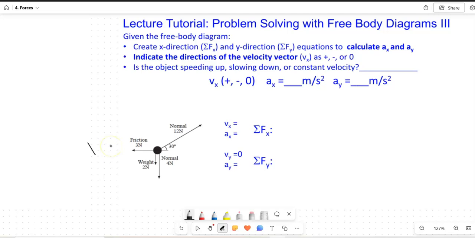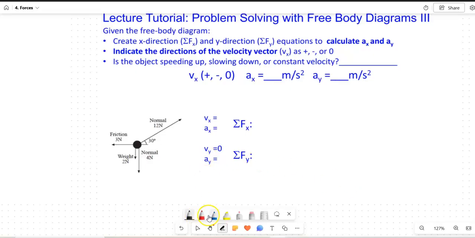But this is more about working with the numbers. What we're supposed to do is create x direction and y direction equations and calculate the acceleration in the x and y directions. That's the first part. And we are supposed to figure out the direction of the velocity vector in the x direction as plus, minus, or 0. And we are supposed to indicate whether the object is speeding up, slowing down, or at constant velocity. So let's go ahead and try working this one out.